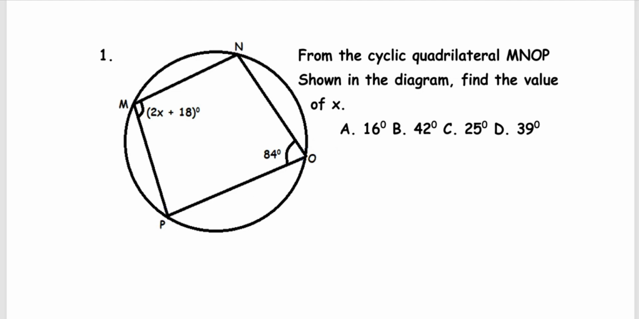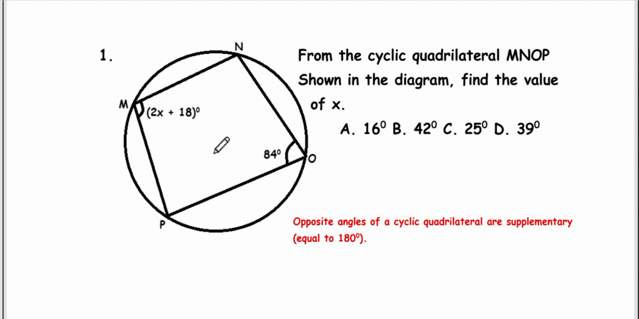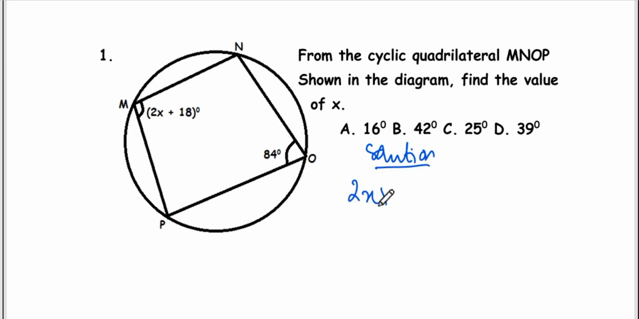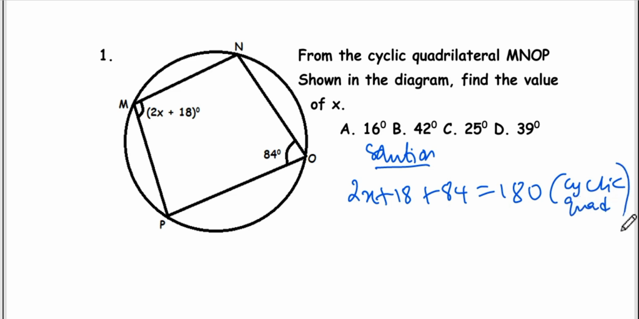And there's a cyclic quadrilateral theorem that states that opposite angles of a cyclic quadrilateral are supplementary. That means this angle plus this angle is equal to 180. So this becomes 2x plus 18 plus 84 is equal to 180. That's 2x plus 18 plus 84, that's 102 equal to 180.